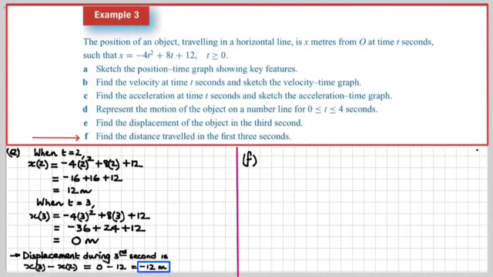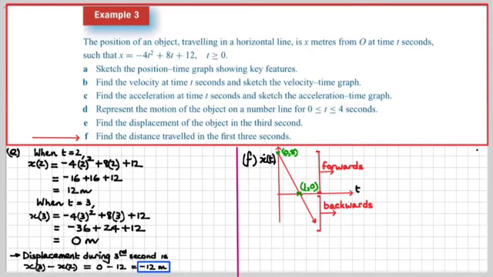Alright, now the last bit of this question. Find the distance travelled in the first 3 seconds. Alright, now that's another one of these problem questions, because we know we had our velocity time graph like this. So the distance travelled, we've got to split it up into the distance travelled from t is 0 to t is 1, and then the distance travelled from t is 1 to t is 3. Okay, so forwards that way and backwards there.